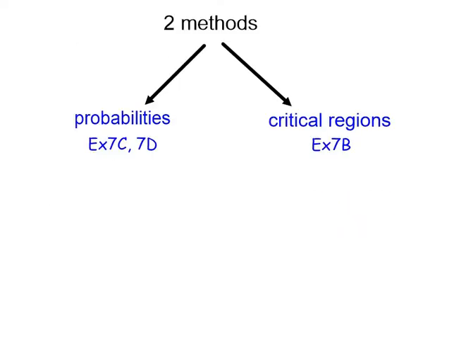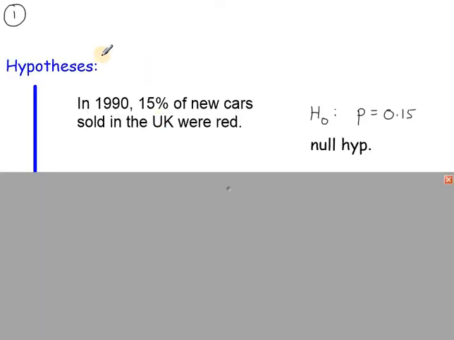There are two methods to test a population proportion: the probabilities method, which is straightforward, and the critical regions method, which is a little complicated. So starting with the probabilities method. We start off by stating our hypotheses.